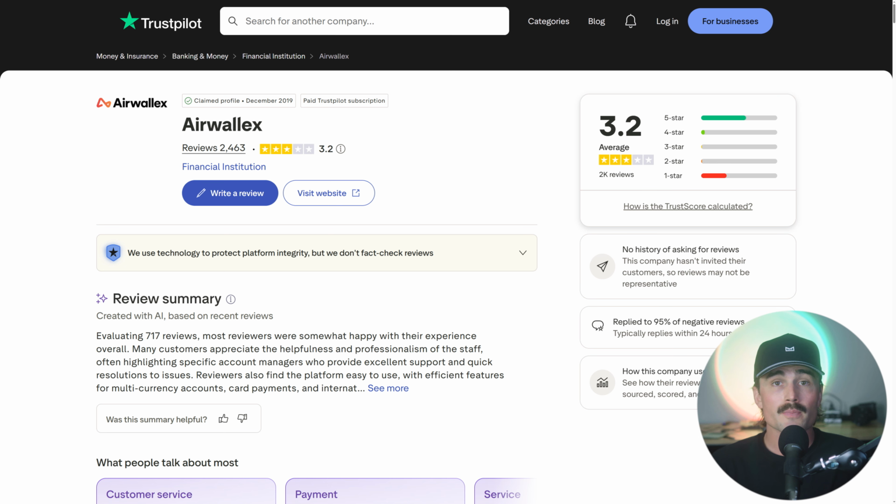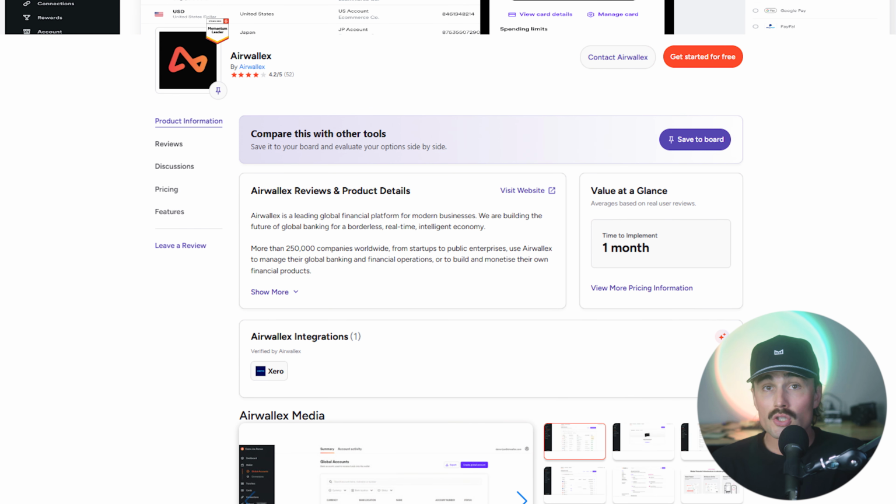The aggregate Trustpilot score on Airwallex sits at 3.4 out of 5 across more than 2,000 reviews. G2, which has a smaller and more business-focused sample, comes in higher at 4.4. The split is real, and you should take it seriously. The Trustpilot reviews skew toward edge cases and frustrated customers, but the volume of those complaints is not just noise.